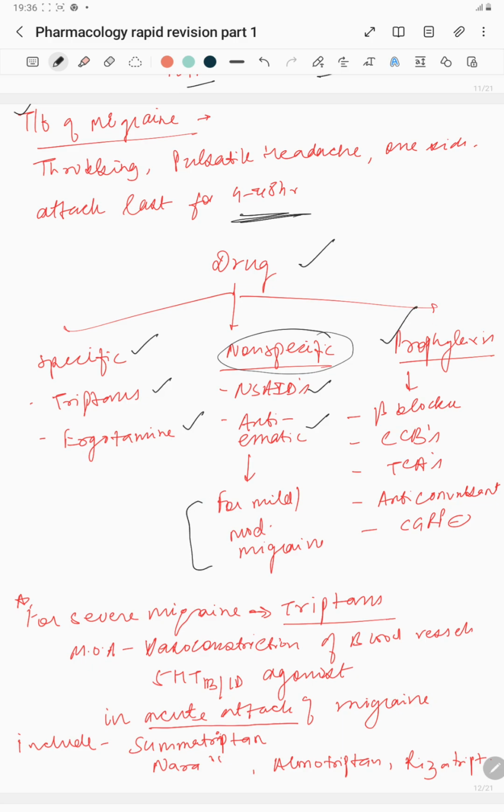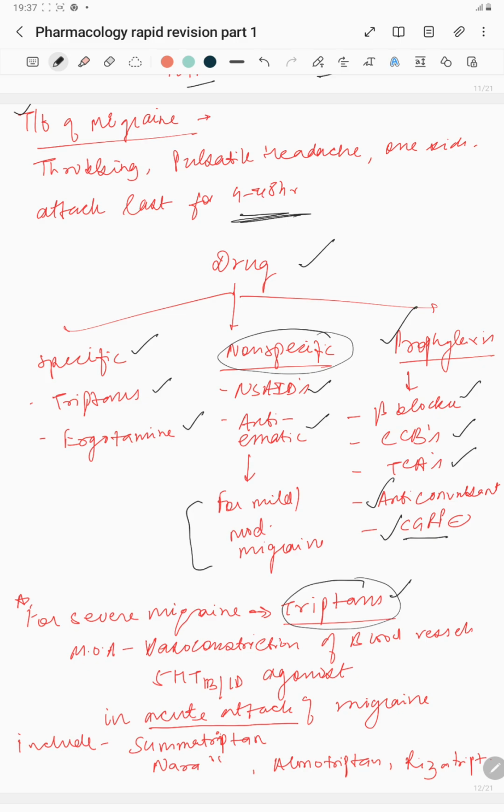The drugs used for prophylaxis are beta blockers, which include propranolol, calcium channel blockers, tricyclic antidepressants which include amitriptyline, anticonvulsants like valproate or topiramate, and CGRP antagonists, that is calcitonin gene related peptide antagonists, which include erenumab. Now for severe migraine, we have the drugs called triptans.